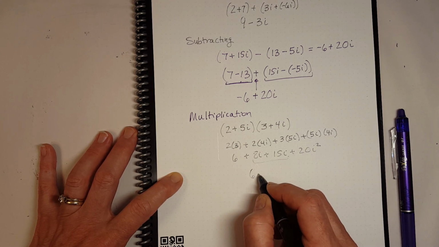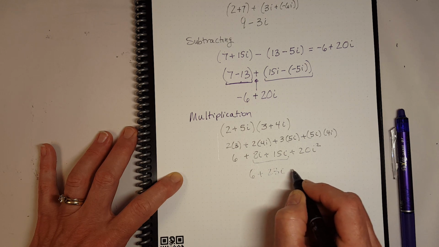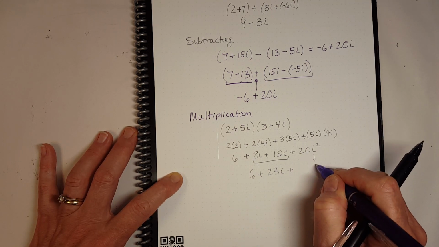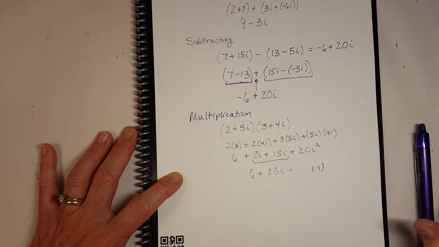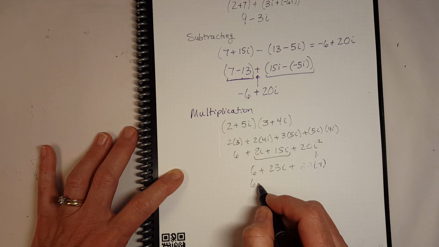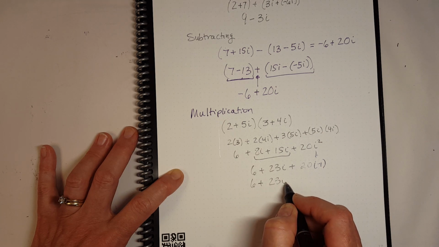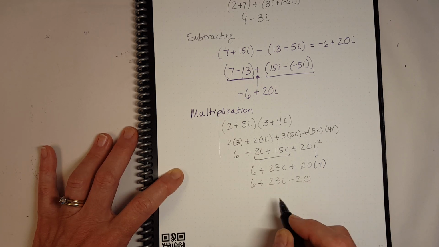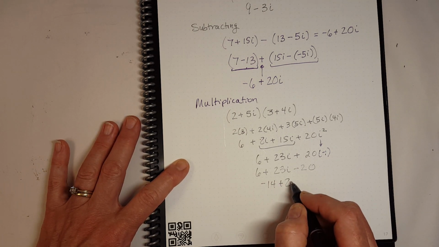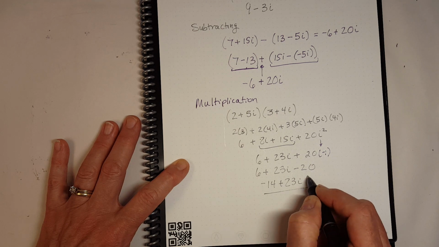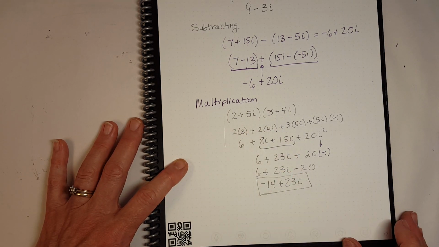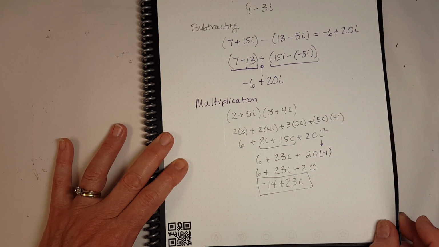So we have 6 plus 23i, and then we replace our i squared. This is equal to negative 1, and so we have 20 times negative 1. So we have 6 plus 23i minus 20, and we combine our real parts, so we have minus 14 plus 23i, and that is the product of these two complex numbers.